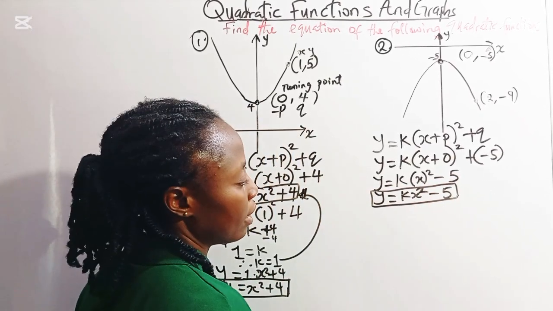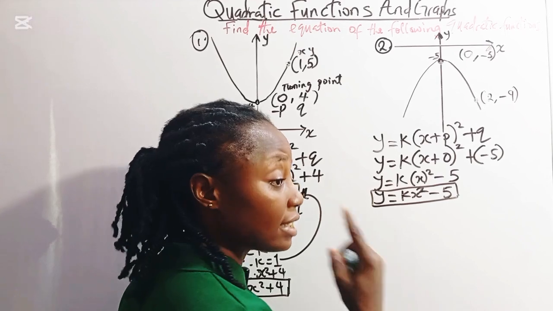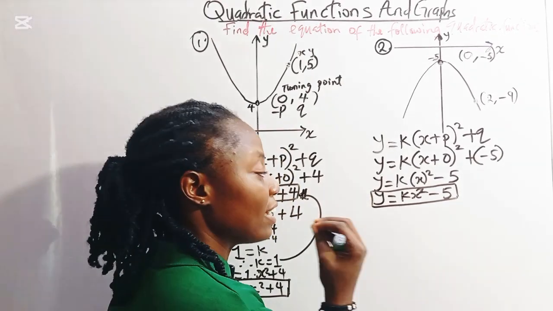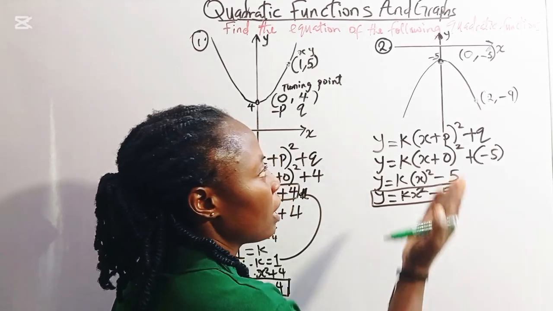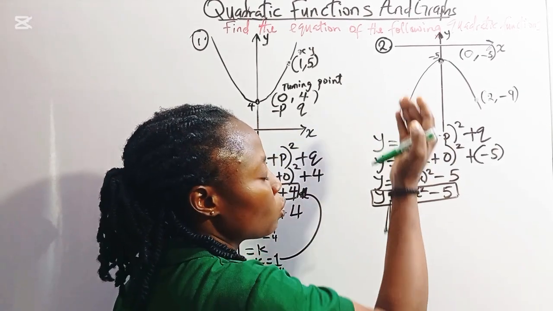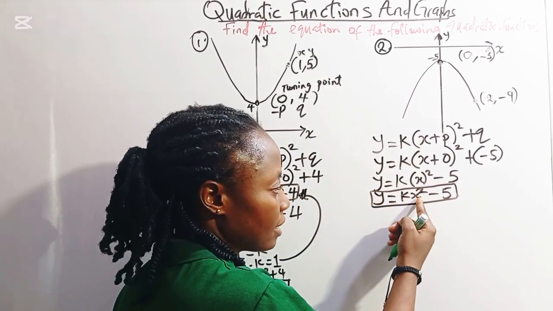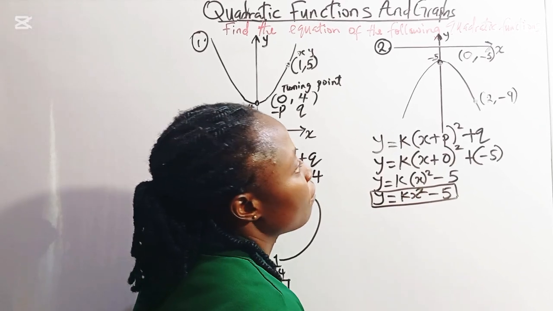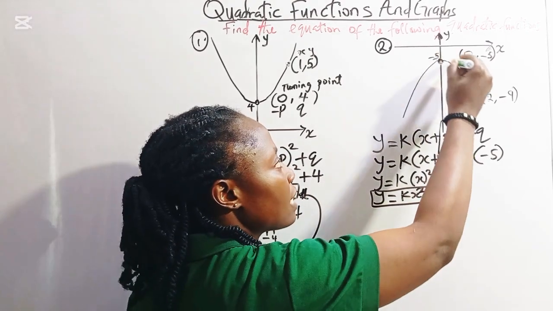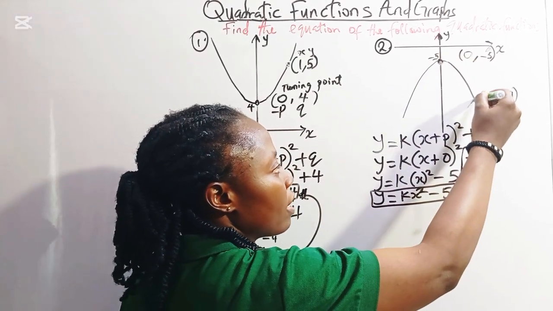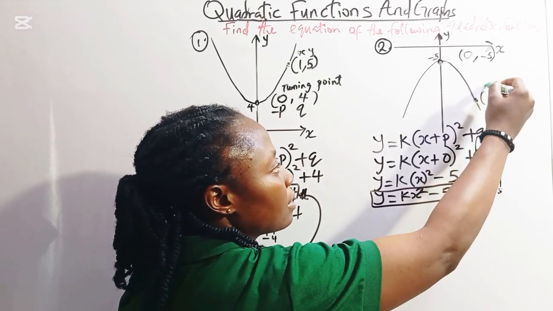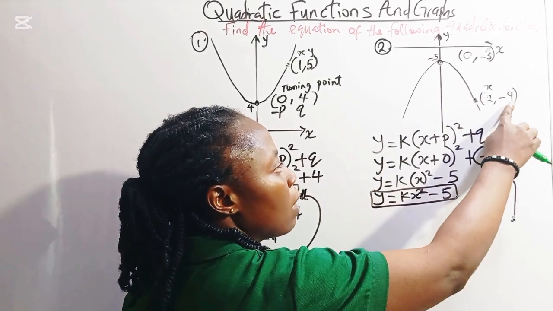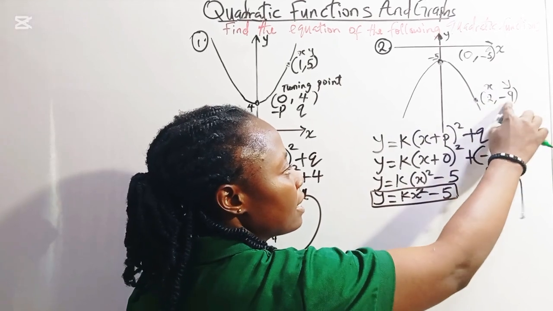The next thing, the second step, is to find the value of k. So how am I going to find the value of k? Let's go back to the diagram to find the value of y and x so that we can find the value of k. On this n-shaped parabola, we're given a particular point, and at this point, our x is 2, our y is -9.